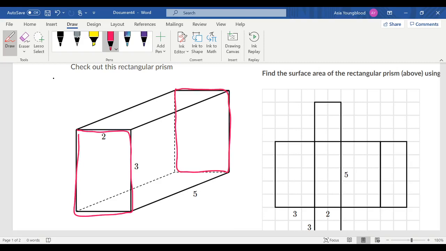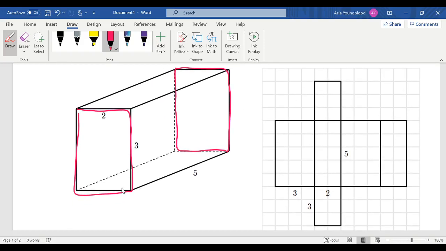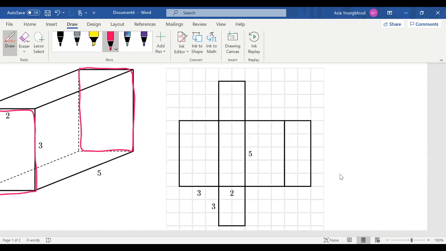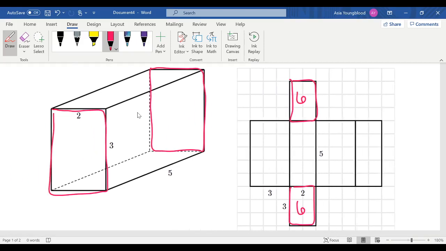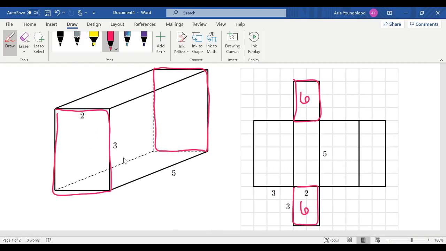So because we have those two rectangles, 2 by 3, we want to find where those are in the net. So we can see they're right here. Here's the front, 2 by 3, and here's the back, 2 by 3. And we know the area of those two rectangles is going to be 6. So again, even though the numbers aren't here, we know these lengths are the same, 2 squares by 3 squares. So this area is going to be 6, and this area is going to be 6, which means these two rectangles have an area of 6.